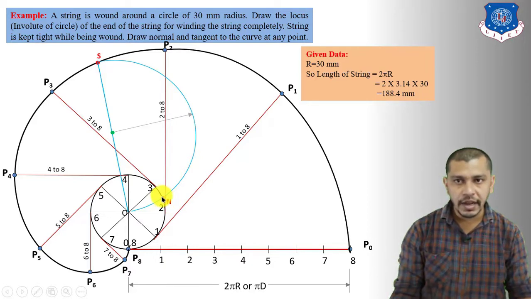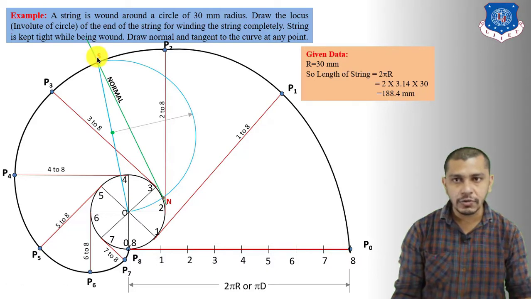Now connect this point N to S, which will be the normal to the curve, and the line passing through point S and perpendicular to the normal will be the tangent. So now draw a line perpendicular to the normal and passing through point S, which will be the tangent to the curve.